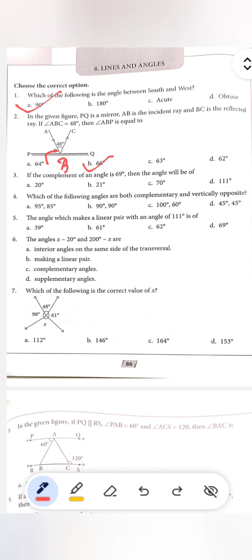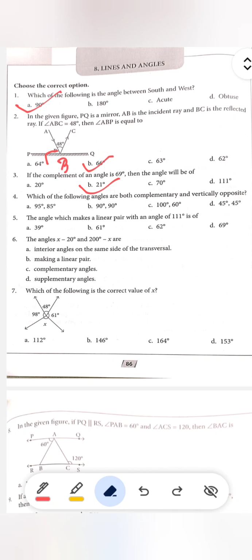If the complement of the angle is 69 degree, then the angle will be what? When two angles are complementary, their sum is always 90 degree. So if one angle is 69 degree, then the other will be 90 degree minus 69 degree. 10 minus 9 is equal to 1, 8 minus 6 is equal to 2. So option B is the correct answer, 21 degree. Similarly, another term is also there, supplementary, where the two angles' sum will be 180 degree. That is called supplementary angles. Which of the following angles are both complementary and vertically opposite?